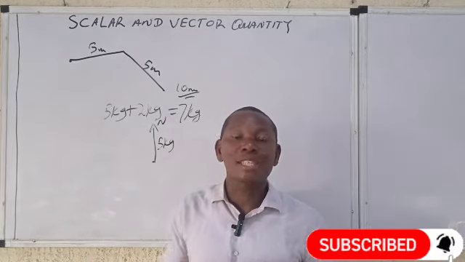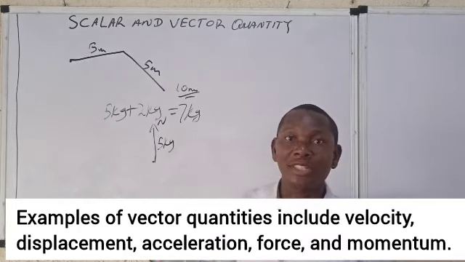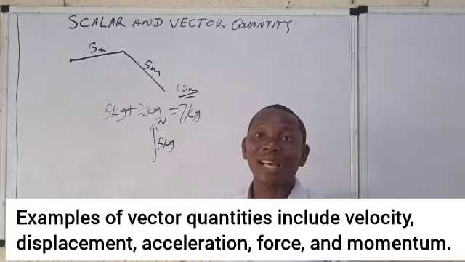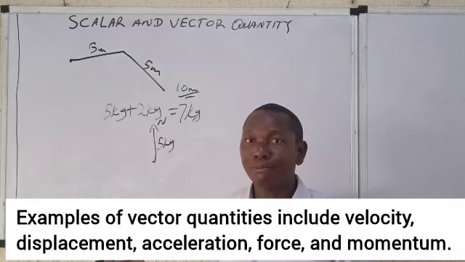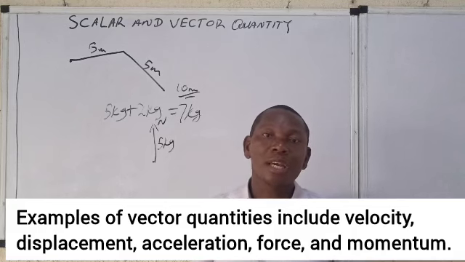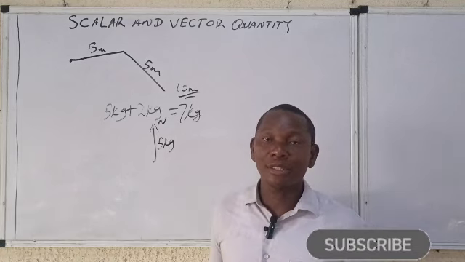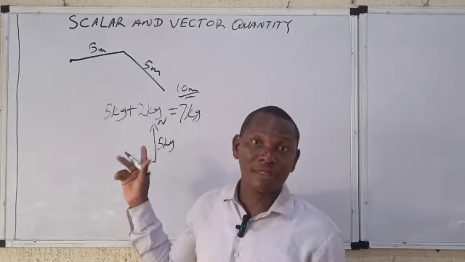Displacement is distance in a specified direction. So examples of vector quantities are displacement, velocity, acceleration, force, momentum. There are so many of them, numerous vector quantities. All right, this is actually called displacement. Distance in a specified direction.